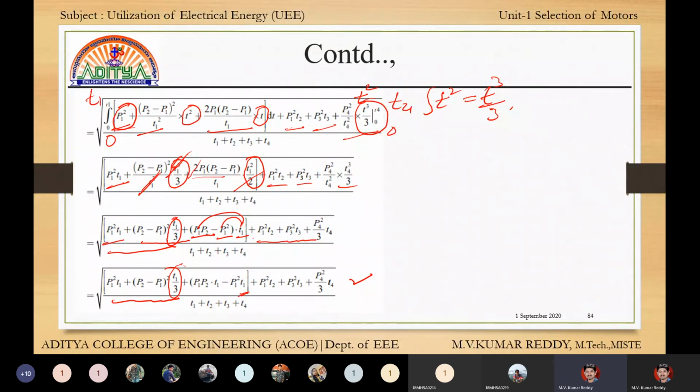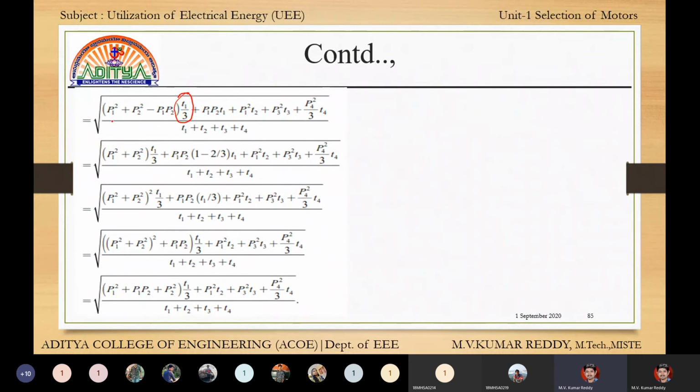Now take T1 by 3 common: P1 square, P2 square, P1 P2, and P1 P2 T1, P1 square T2, P3 square T3, and P4 square T3, T4 by 3. From this expression, P1 square plus P3 square into T1. Now from these two terms take P1 P2 and T1 common. This is 1 minus 2 by 3, which is T1 by 3.